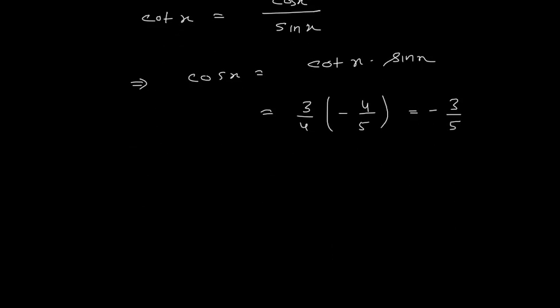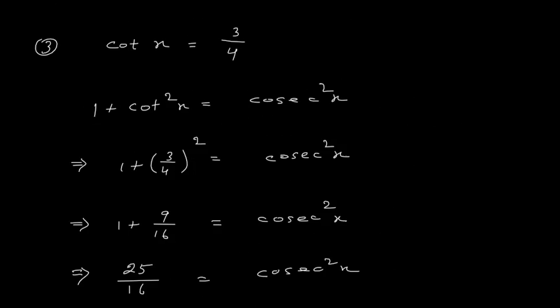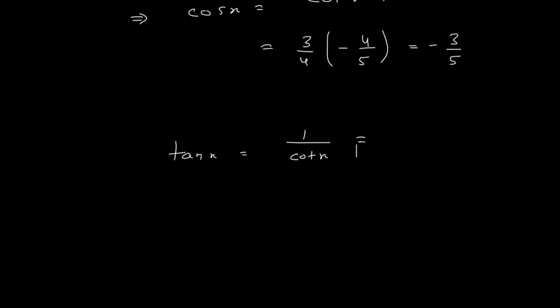This is the value of cos x. So now we have sin, cos, and cot. From cot I can find the value of tan x. So tan x is equal to 1 upon cot x, which is the reciprocal of 3 by 4. So I will get 4 by 3. The value of tan x is 4 by 3.